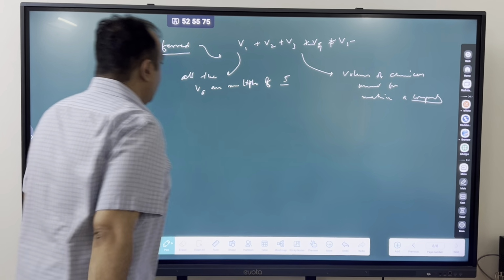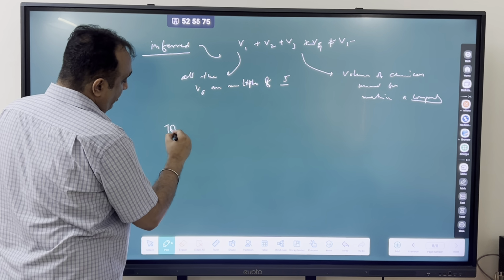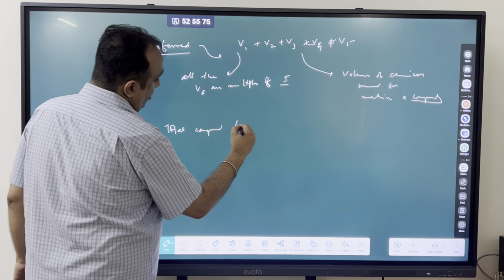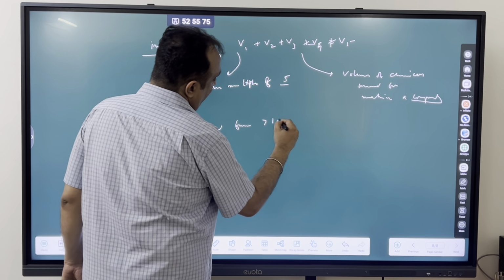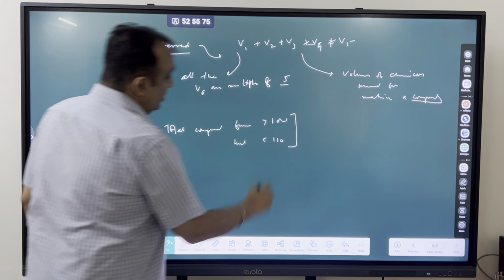Okay, and all the others. And finally we say that the total compound formed is greater than 100 but less than 110. So this is what I've said.